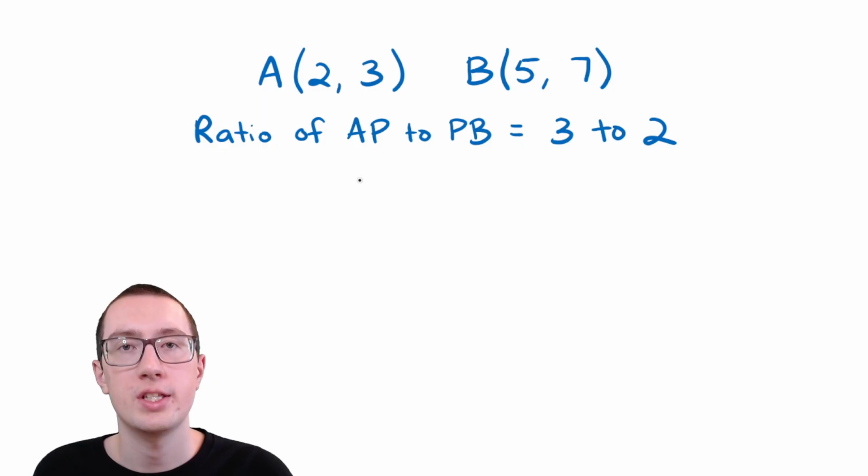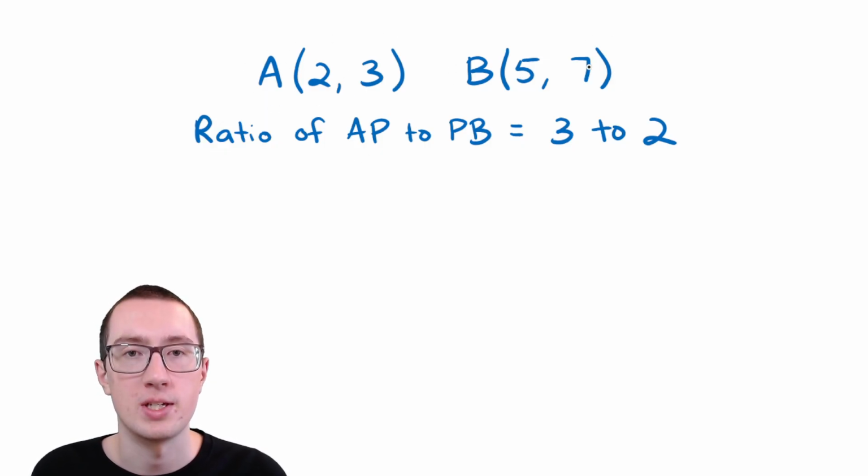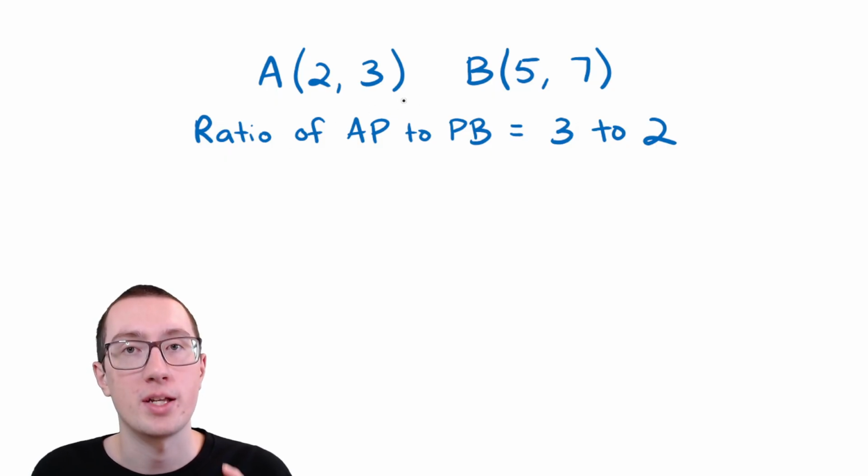How do we partition a directed line segment? And what does that even mean? So here's the example that we'll be doing in this video. Here we have a point A, and here we have a point B. And we need to find a point P, so a third point, where the ratio of AP to PB is 3 to 2.